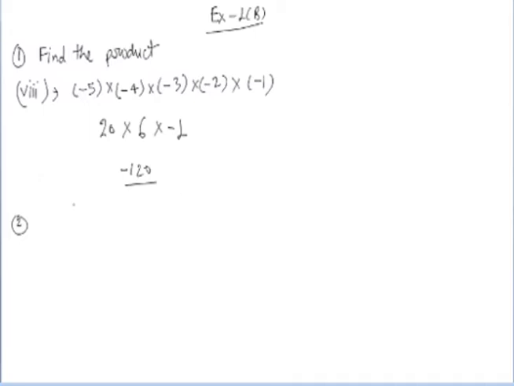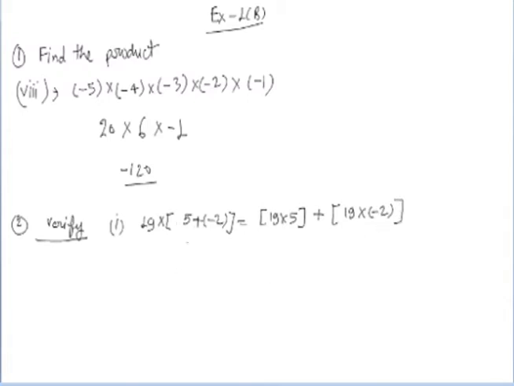Now the second question. Verify the following. Verify means we have to check if these two sides are equal or not. First: 19 into 5 plus minus 2 is equal to 19 into 5 plus 19 into minus 2.